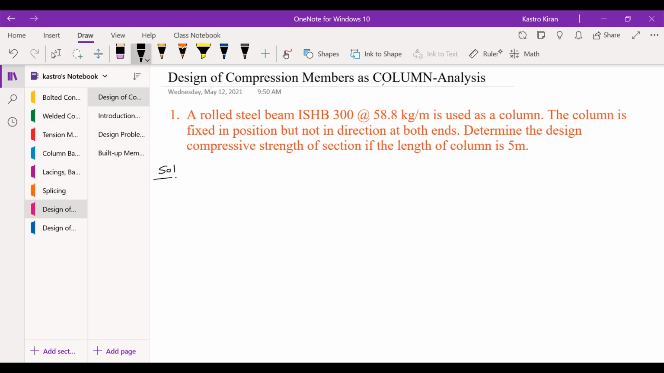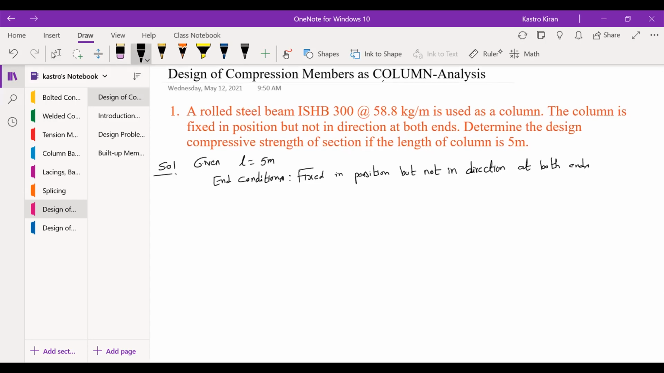Solution. What we have to write initially is the given data. Given: the length of the column, that is L equals 5 meters. And the end conditions are also given: the column is fixed in position but not in direction at both ends. Let us keep this aside for the time being, and I'll come back to this after writing the given data. And they have also given you the type of the section, that is ISHB 300 at the rate of 58.8 kilogram per meter.